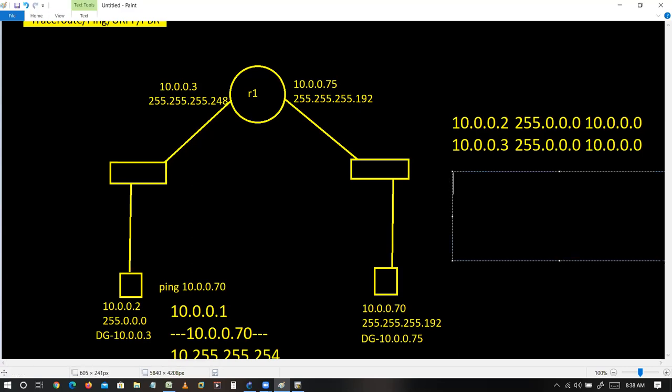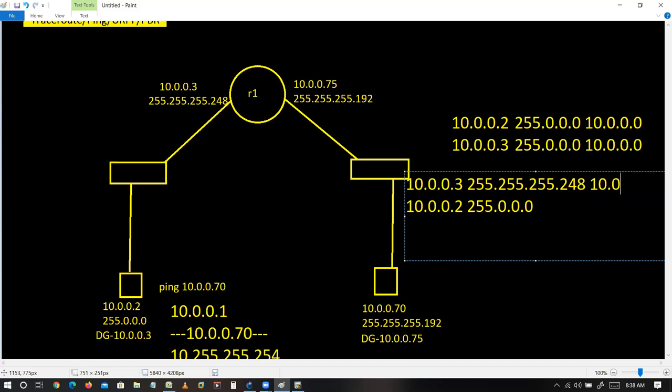Now again R1 will do the same thing. It will say my address is configured as 10.0.0.3 with mask 255.255.255.248. Okay, no problem. The destination is 10.0.0.2. I don't know the real mask, so I have to use the class default. Correct? Again in this condition, it will say my network ID is 10.0.0.0, right? And the default for the destination will be 10.0.0.0. It will say, okay, again both routers have the same ID, so it will consider that part of my own network. Okay, that is clear now.